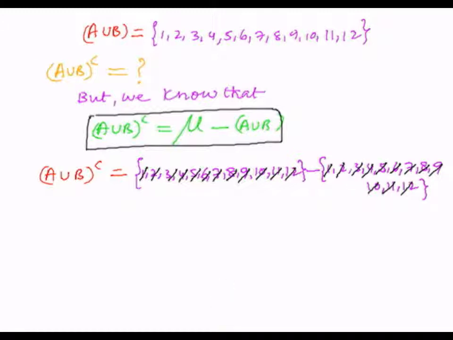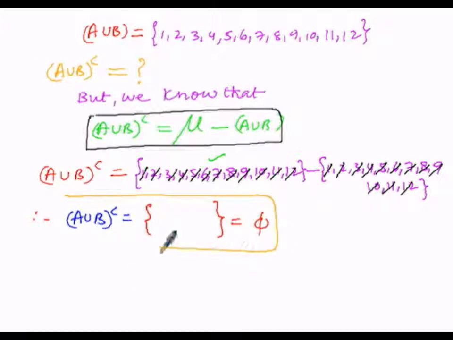In this manner, in order to write A union B whole complement, we have to see the elements which are left over in the first set. Those must be copied into the new set. Here this set consists of no elements, because each and every element of mu, that is the universal set, gets cancelled. None of the elements is left over. Therefore we can write A union B whole complement as the null set, phi. In this manner I got A union B whole complement as phi.